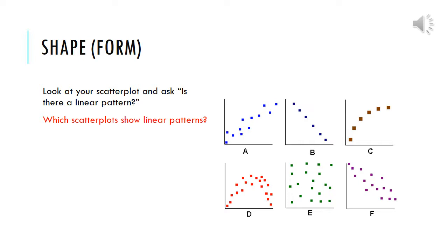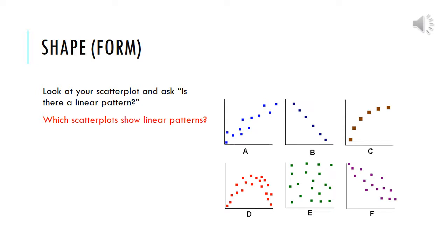Have a look at the graphs on this particular slide. Which ones show a linear pattern? Write down the ones that do using the letters that are related to each graph. For example, A, B, C, D, E and F. On the next slide are the answers. See if you can work it out before you cheat and look at the next slide.